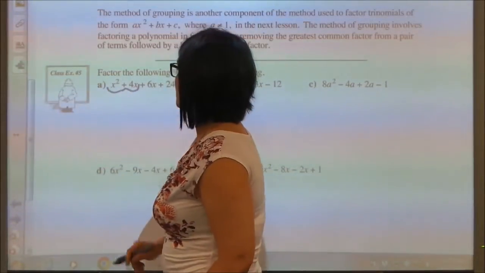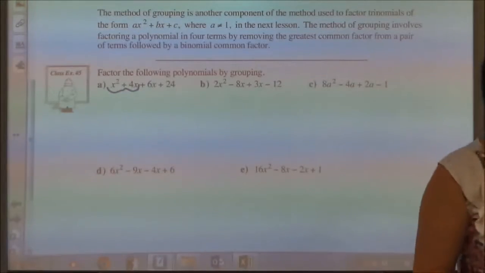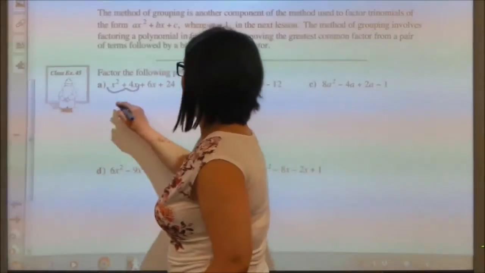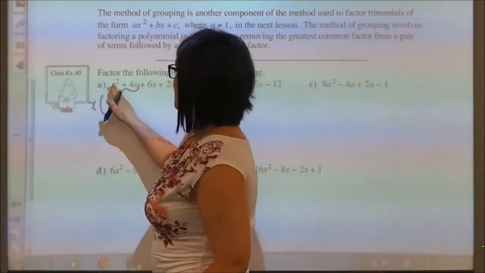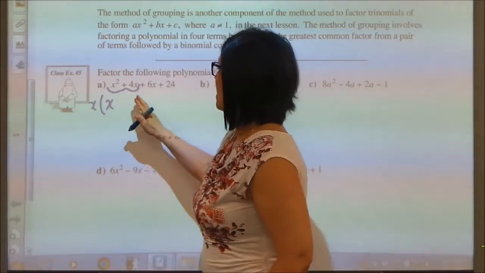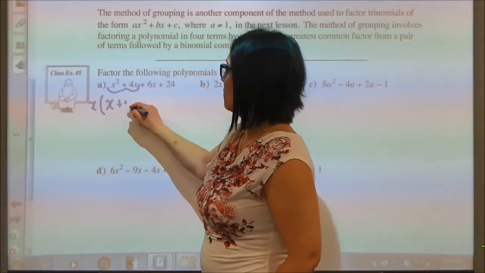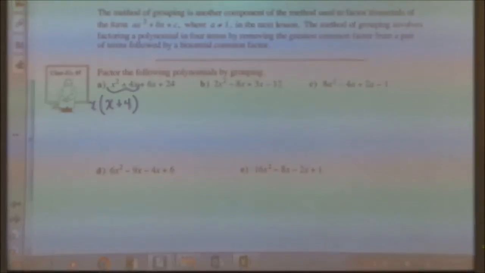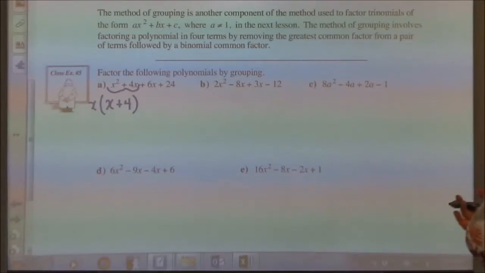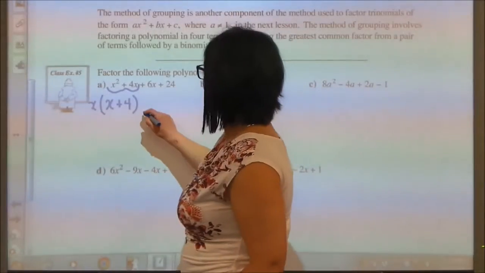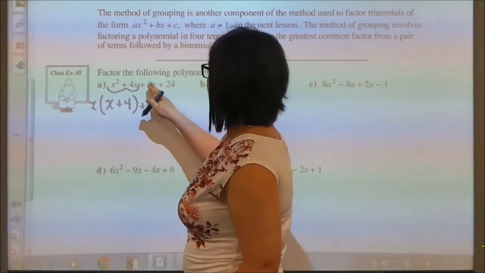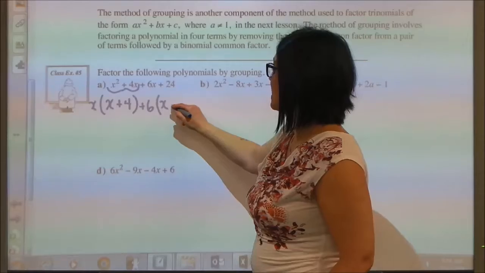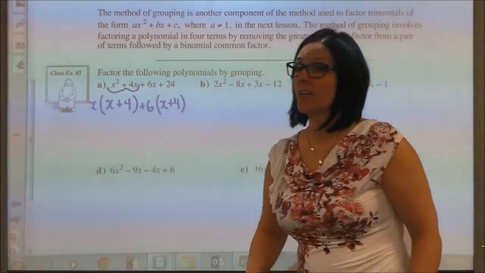I'm going to look at those 2 terms, x squared and 4x. The only thing they have in common is the x variable, so I'm going to factor that x out. X squared divided by x leaves me with x. 4x divided by x leaves me with 4. Now I have the 6x and the 24. What can I divide both of them by? They're both divisible by 6. 6x divided by 6 is x. 24 divided by 6 is 4.